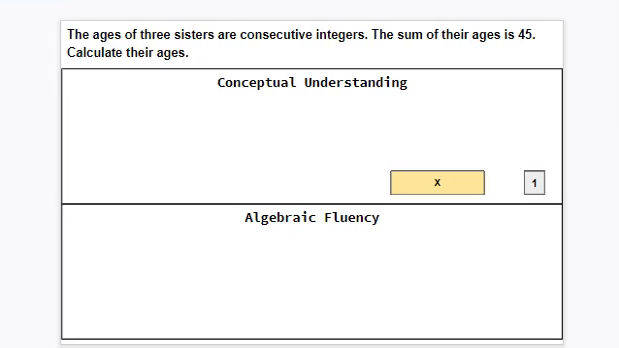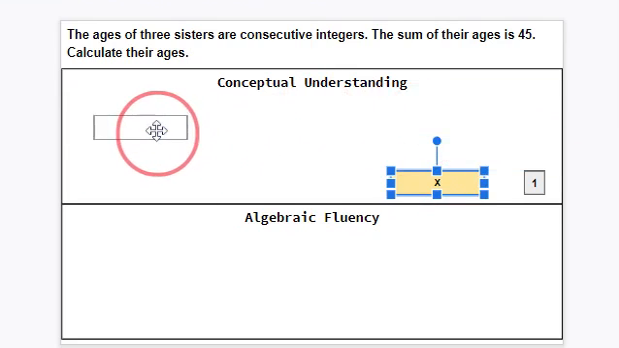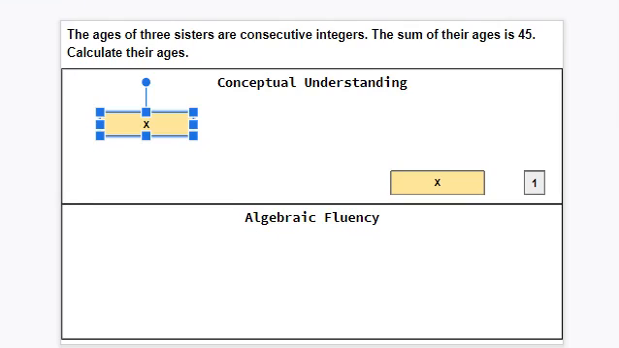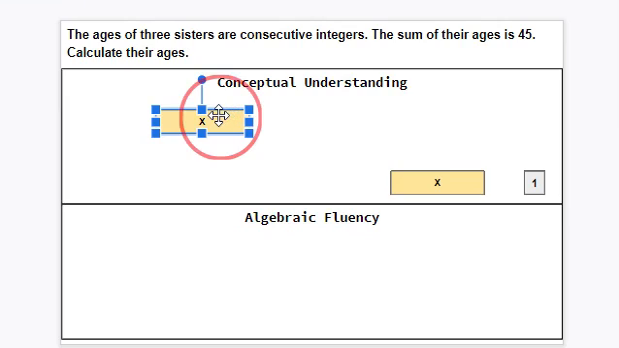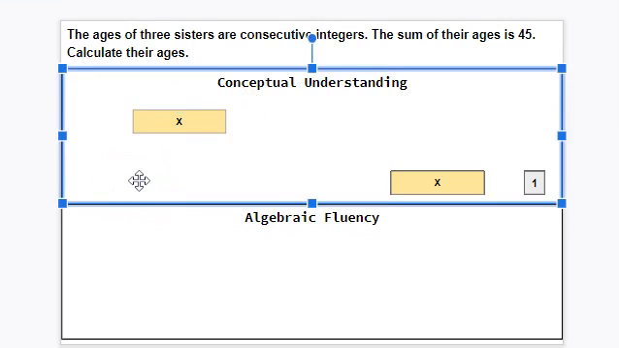In algebra, we don't use a big old blank box for what we don't know. We use an X. So here's the age of the first sister. We don't know her age, but we can say this is the age of the first sister. Now, what's interesting is that even though we don't know her age, we know that the second sister is a consecutive integer. It's got to be the next one that follows.